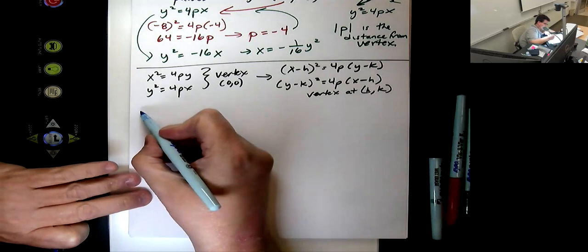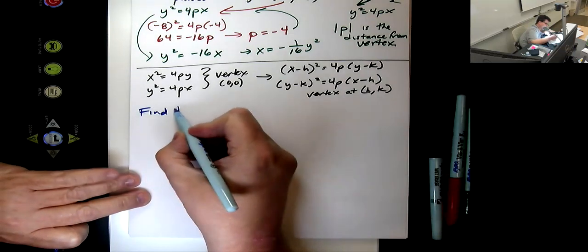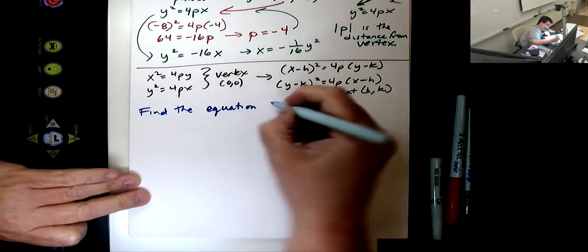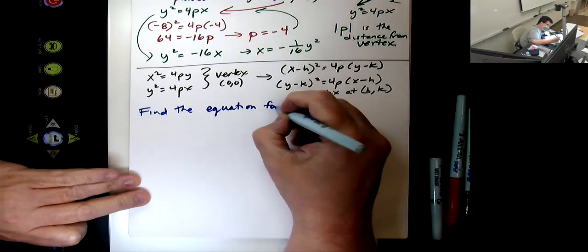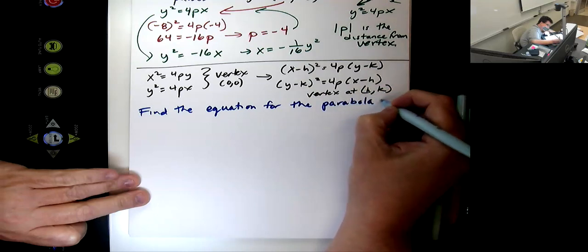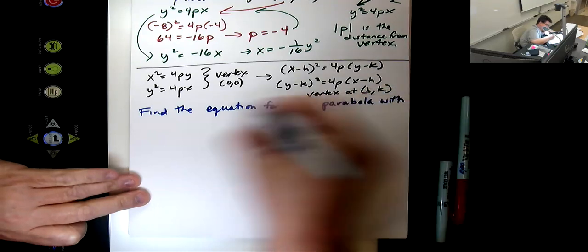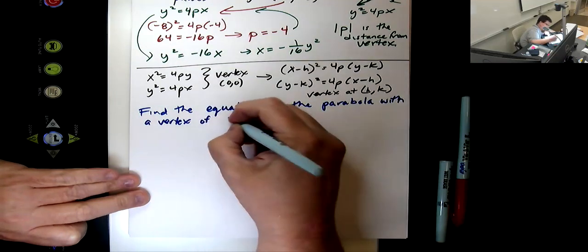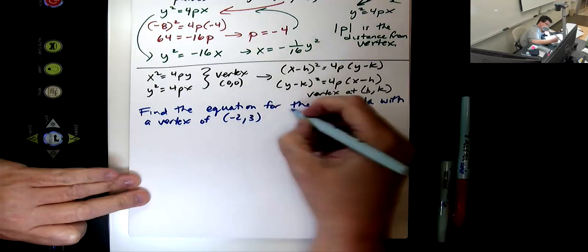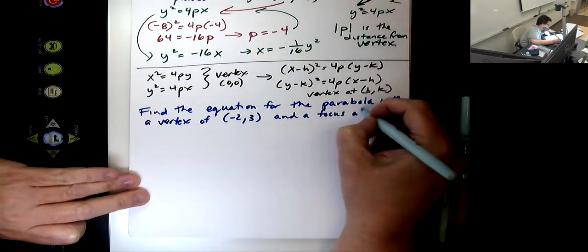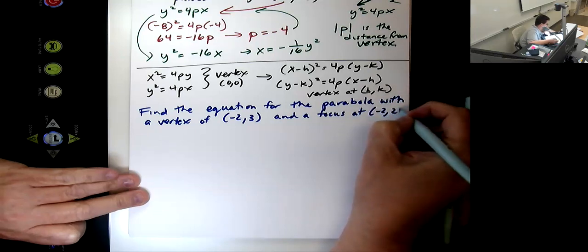So let's find the equation for a parabola with a vertex at -2, 3 and a focus at -2, 2.